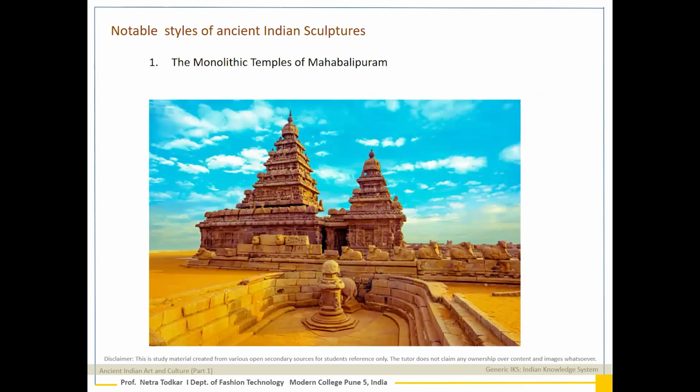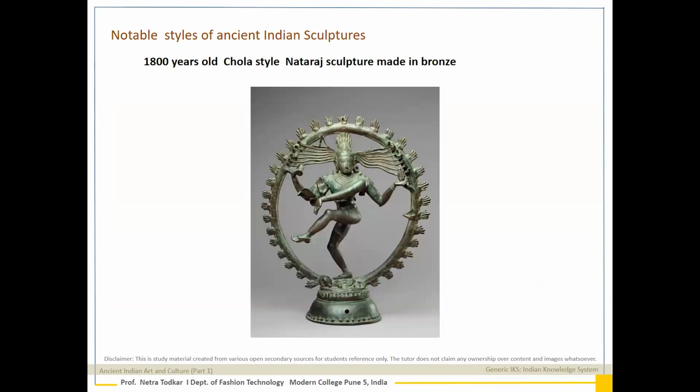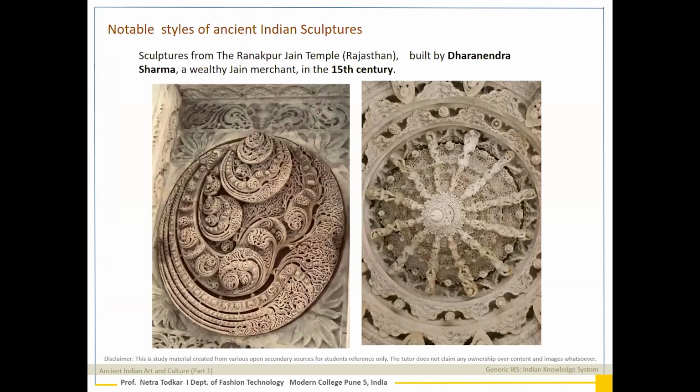Notable styles of ancient Indian sculptures: the monolithic temples of Mahabalipuram in Tamil Nadu, sculptures of Hampi, Karnataka, a bronze statue of Nataraja made in Chola style, that is around 1800 years ago. Sculptures from the Ranakpur Jain temple, Rajasthan, built by a wealthy Jain merchant in the 15th century.